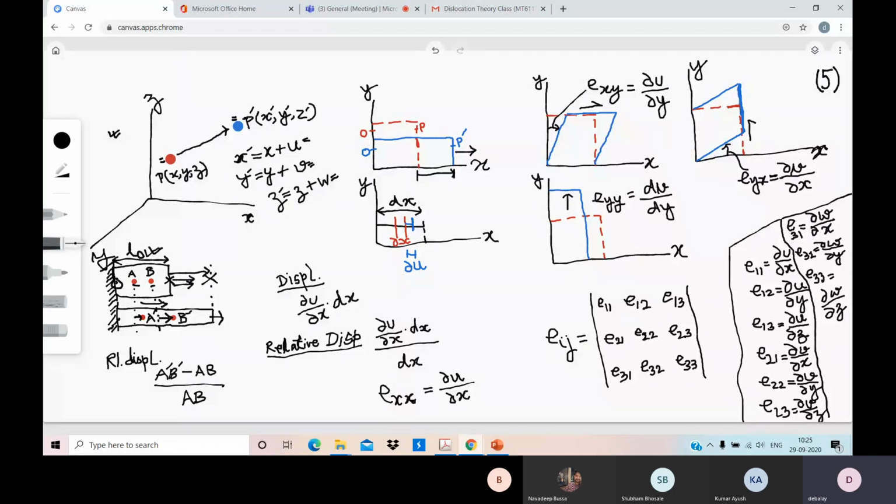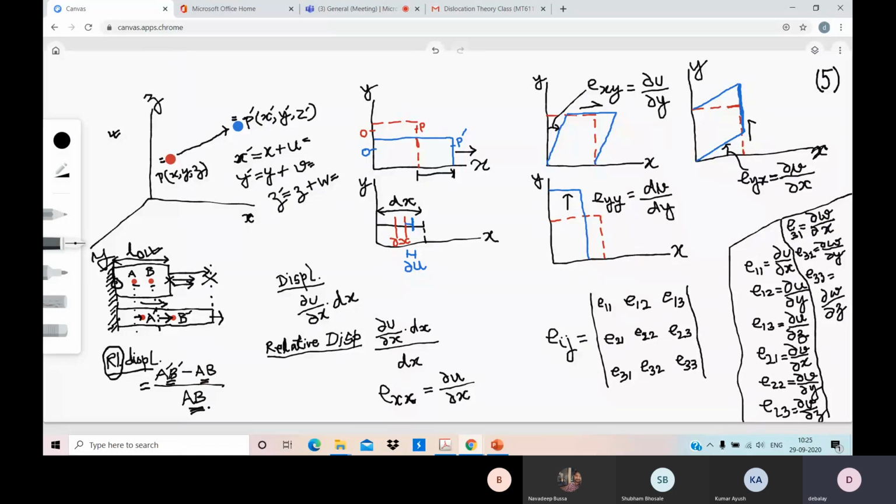Initially the length was AB. Now the distance between these 2 points becomes A dashed B dashed. So relative displacement can be written as A dashed B dashed minus AB, divided by AB. Initially they were separated by AB, so the total net displacement is A dashed B dashed minus AB, which you have to divide by the initial distance AB, and that you will get as relative displacement. So note the word relative. Displacement is A dashed B dashed minus AB, but relative displacement you have to divide by the original distance.